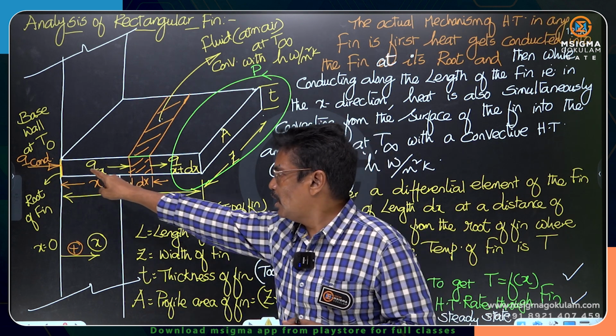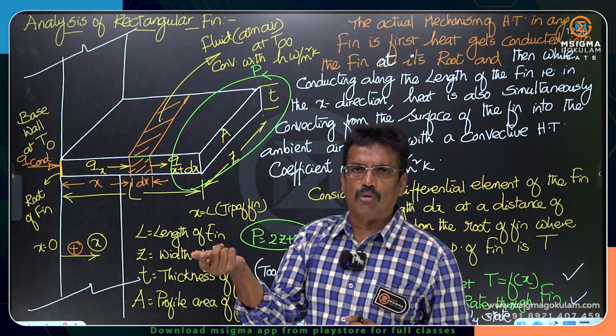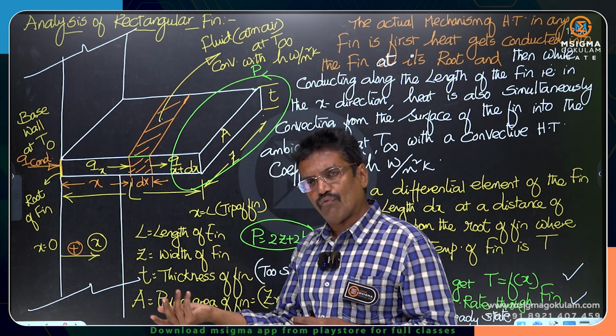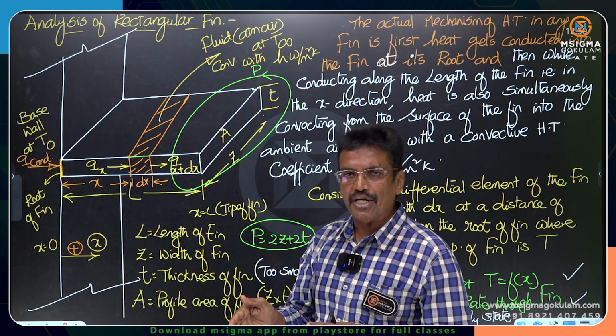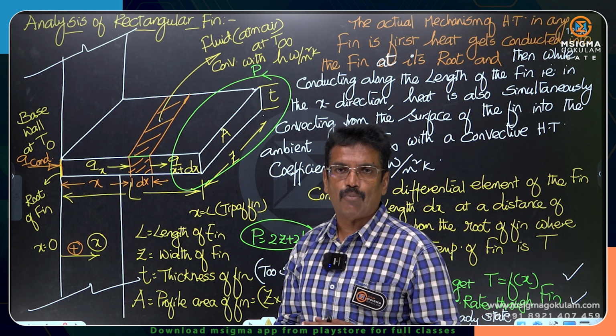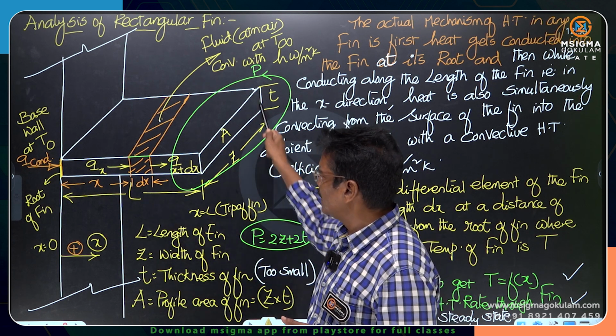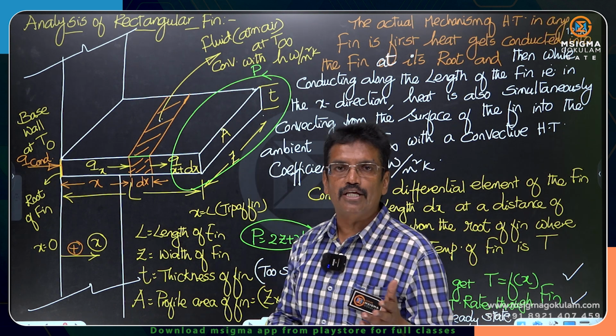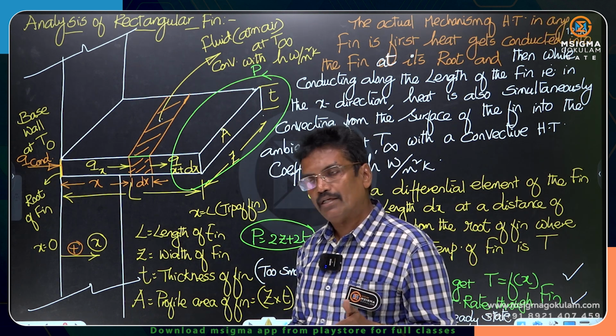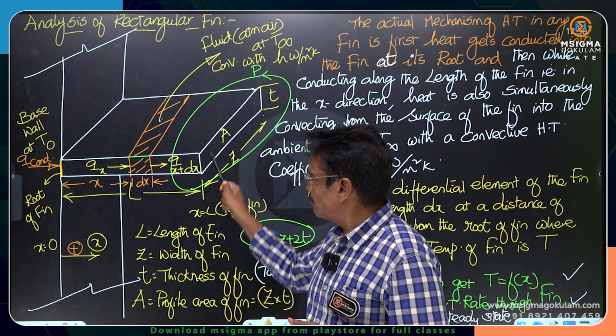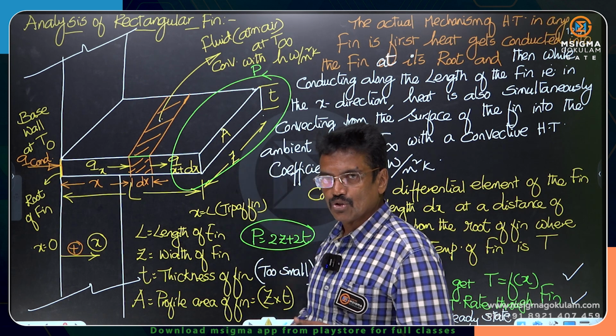One case is a very long fin; they will clearly mention in the problem whether it is a very long fin, infinitely long fin, or an insulated tip case. So the first case is a very long fin, the second is finite in length but the tip is insulated, and the third is finite in length but the tip is not insulated, which means there is a convection heat loss also.